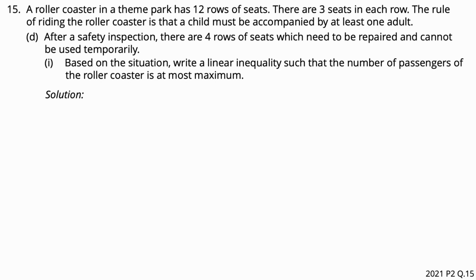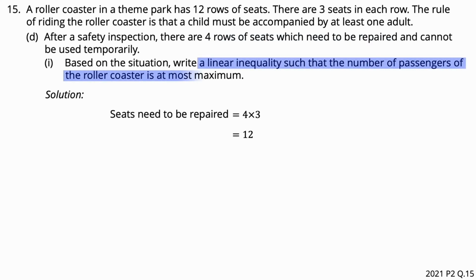Question 15D. After a safety inspection, there are 4 rows of seats which need to be repaired and cannot be used temporarily. The number of seats that need to be repaired is equal to 4 times 3 equals 12. A linear inequality such that the number of passengers of the roller coaster is at most the maximum can be written as x plus y is less than or equal to 36 minus 12. That is, x plus y is less than or equal to 24.